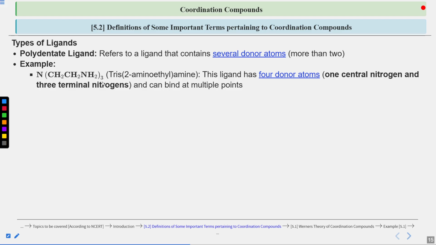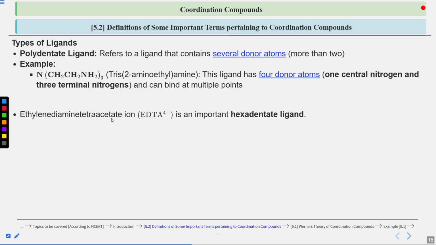In this structure, the central nitrogen and the 3 terminal nitrogens can bind to the central atom or ion. That means this particular ligand contains 4 donor atoms, and it can bind at multiple points, including the central nitrogen and the other 3 terminal nitrogens. So this comes under the example of a polydentate ligand.